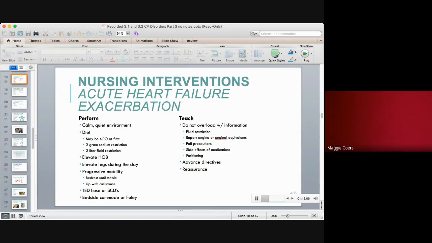So by elevating their feet and also applying those TED hose or SCD boots, it'll really help get rid of that fluid in the legs, because the TED hose and SCDs will compress the venous circulation. Elevating the legs will help, okay, not pull the fluid down, but use gravity to our benefit to get that fluid into the venous circulation and pumped back through the body, decreasing the edema.